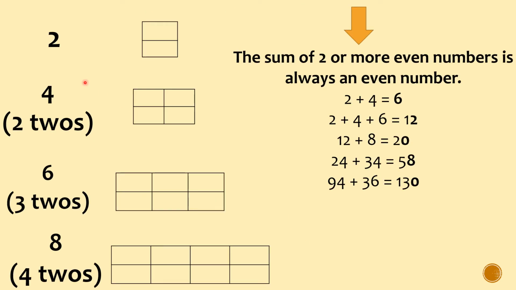Now, what is 2? 2 means 2 blocks. 4, how will I write 4? Just 2 is made here, and then I add one more 2, and 1, 2, 3, 4. So how many 2's? 2 2's. What is 6? 1, 2, 3 2's make 6. What is 8? 1, 2, 3, and 4 2's together make 8. Okay?